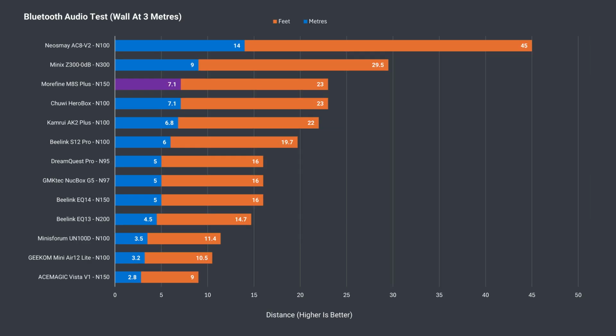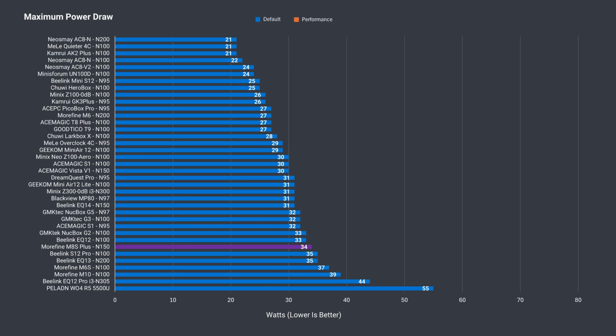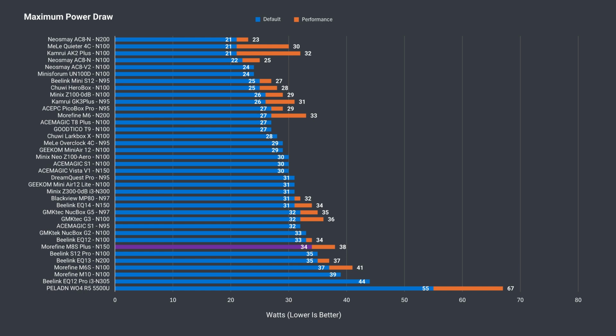Bluetooth range is very good, matching the best result for a mini with no external antennas at just over 7 meters or 23 feet. Unfortunately, the same can't be said for Wi-Fi. The M8S Plus showed my 5G router as a very weak signal from 12 meters or 39 feet and wasn't able to sustain a connection. The only option is to get closer or use the 2.4G band. So, that's a fail. Idle power draw is slightly above average at 10 watts. The maximum is on the higher end of the stack, slightly above average, but nothing out of the ordinary.